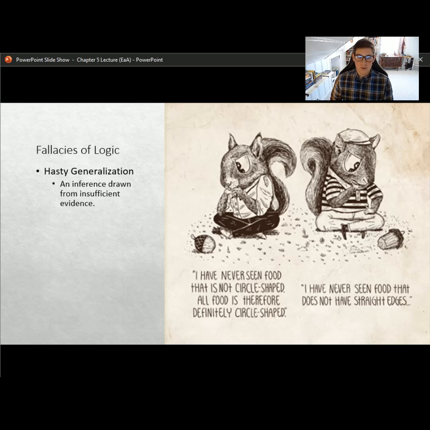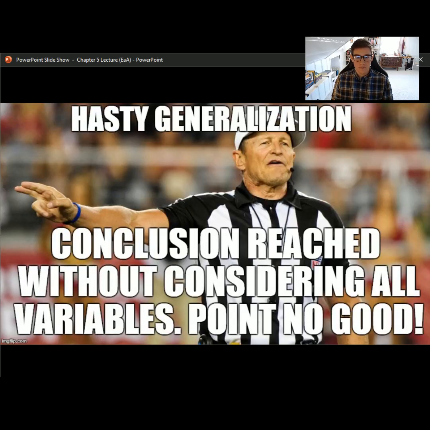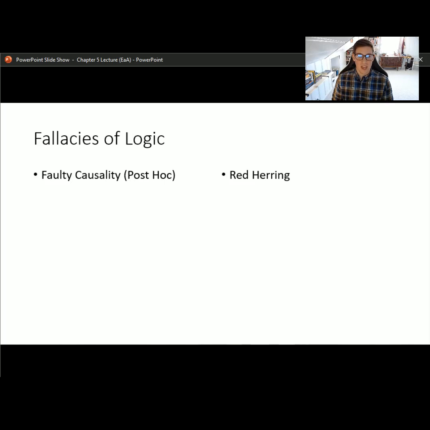A hasty generalization is an inference drawn from insufficient evidence. There is not enough evidence to support that idea. In summary, it's a conclusion reached without considering all variables. Therefore, the point would be no good. We want to evaluate all of the variables at play before we draw a conclusion. And maybe not all the variables at play, but as many of the variables as we can, so that we can draw the most sound conclusion from whatever information we are looking at.